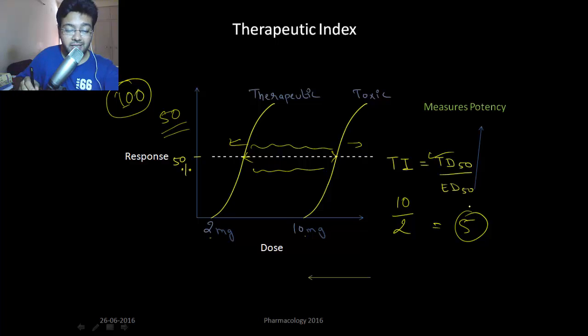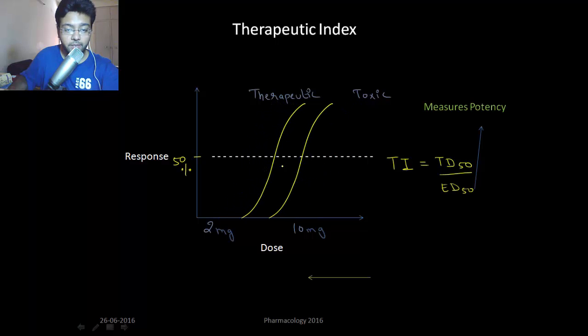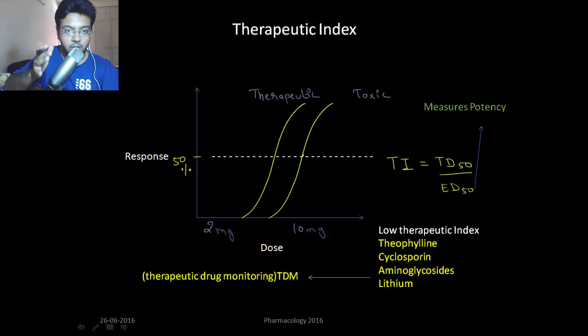Or in contrast, a patient can take 5 more tablets of 2 milligrams. He won't develop toxic effects, right? On the verge of developing toxic effects. So this drug has a pretty wide therapeutic index, around 5. Now some drugs have a very low therapeutic index. For example, theophylline, cyclosporine, aminoglycosides, lithium. Even a little increase from the standard allowed dose could precipitate toxicity. So these drugs need therapeutic drug monitoring.